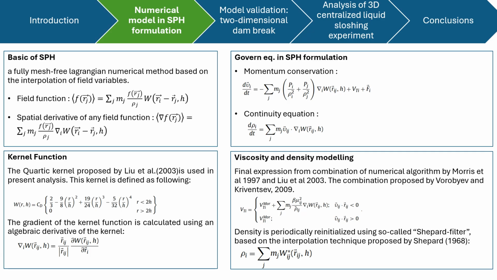Next, we have the kernel function. The kernel function was proposed by Liu et al. in 2003 and used in the simulation. This kernel is defined as follows, which we can see on the slide, and after that we have the gradient of the kernel function, which is calculated using the algebraic derivative of the kernel. And also we have viscosity and density modeling. The viscosity equation that we use in this current simulation is the combination proposed by Vorobyev and Krasnev in 2009. And the density is periodically reinitialized using the so-called Shepard filter, based on the interpolation technique proposed by Shepard in 1968.